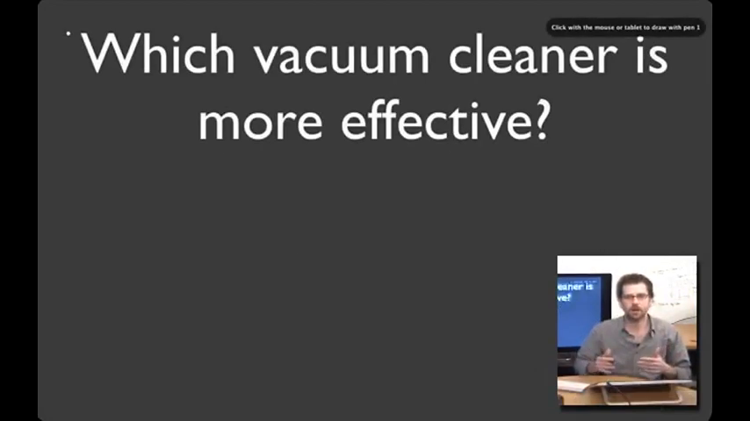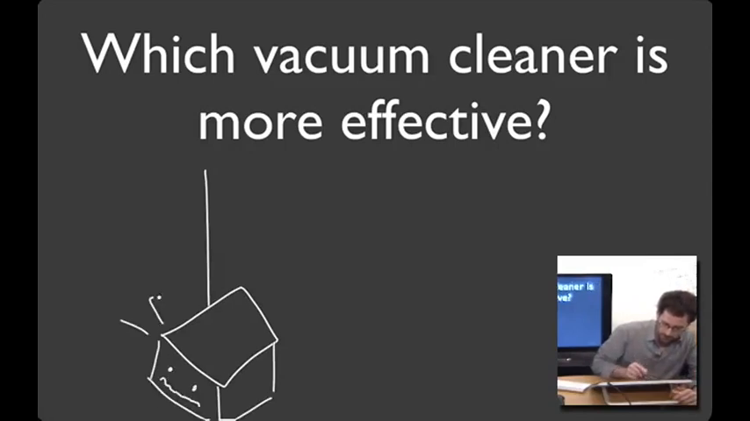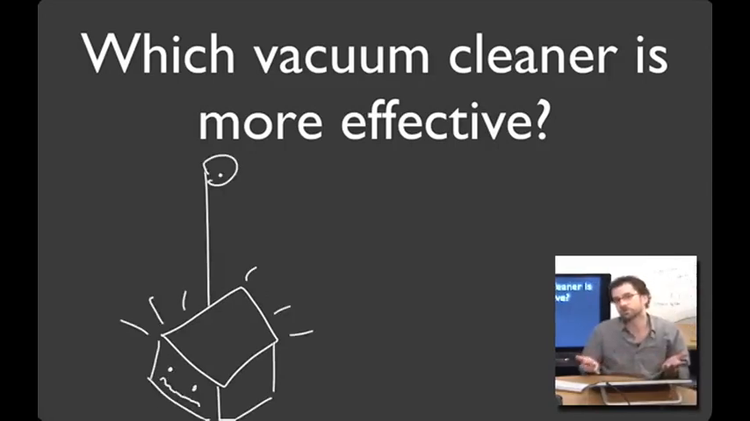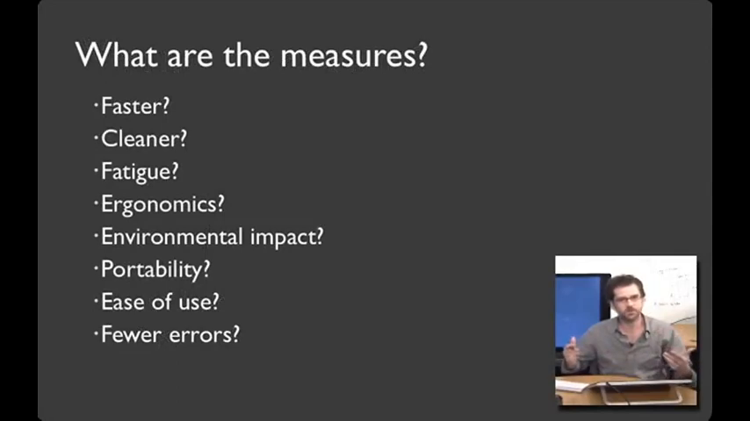In this study, we're going to compare a smart vacuum cleaner with a more traditional vacuum cleaner. As you remember from last time, one of the first questions we should ask about this is, what are the measures? Do we want something that is faster or cleaner or less fatigue, better ergonomics, lower environmental impact, portability, ease of use, fewer errors? Any of these are valid measures. You might even keep track of them all.